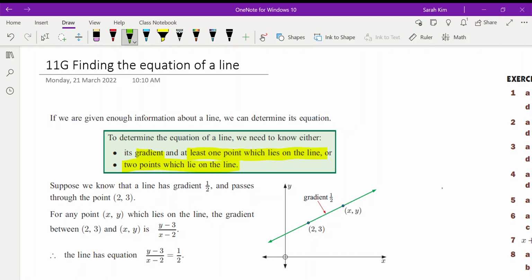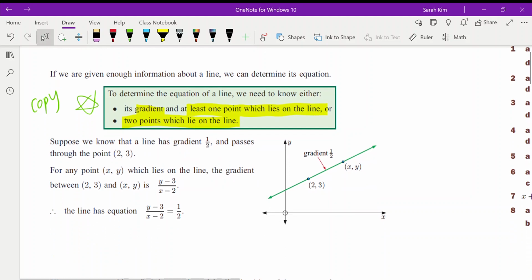So make sure you write this green box down in your book. Alright, that's very important. So let's have a look at this. For example, this one, let's say we know a gradient of a half and it passes through the point 2, 3. So it satisfies this little dot point over here. It has a gradient and it has 1 point which lies on the line. Alright, so we'll show you how to do it.